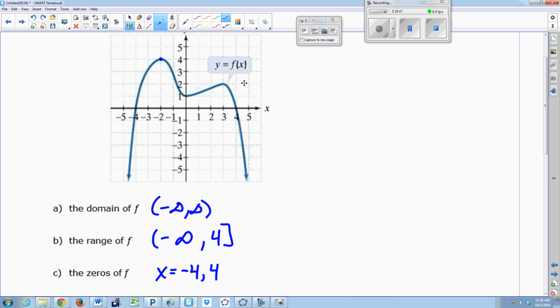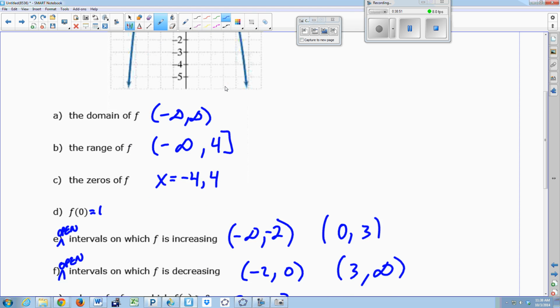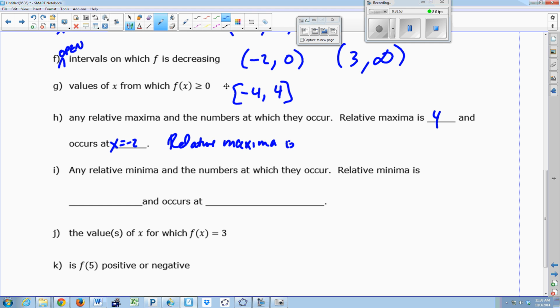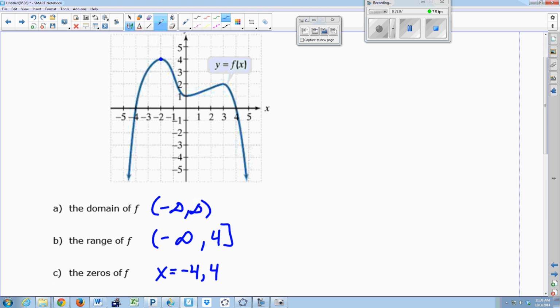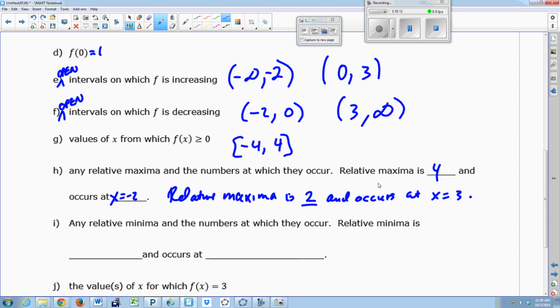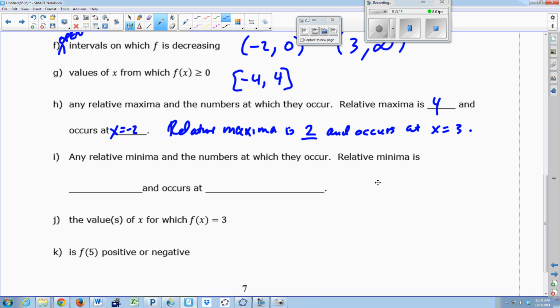Where's my other one? Let's see. My other one occurs right here. My relative maxima value for this function is 2, and it occurs where? At x equals 3. Yep. Any relative minima in the numbers? Do we have a relative minima here? Yep, right there. My relative minima value, or relative minimum, since I only have one here, is 1, and it occurs at x equals 0.